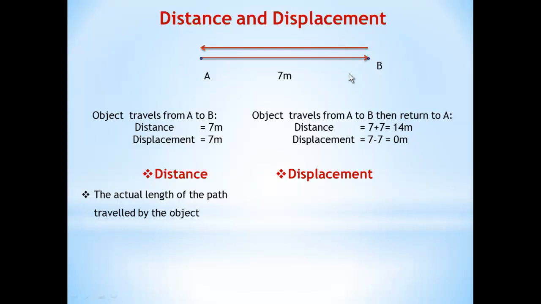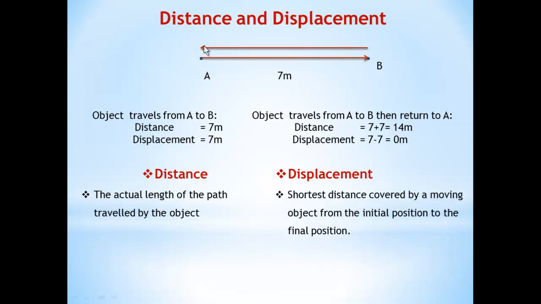But the displacement of an object is the shortest distance between the initial and final position. In the first case, the initial position is A, the final position is B. So the shortest distance between A and B is 7. That is the reason why it is 7 here. But in the second case, A is the initial position and A is the final position. That is the reason why you got 7 minus 7, that is equal to 0. Okay, so the displacement of an object is the shortest distance between the initial and final position.